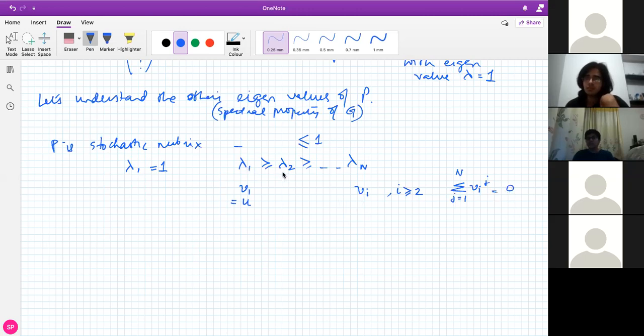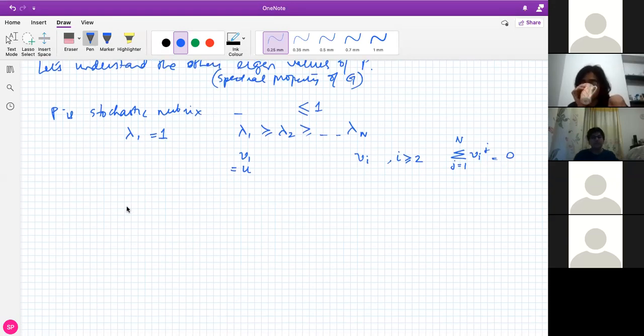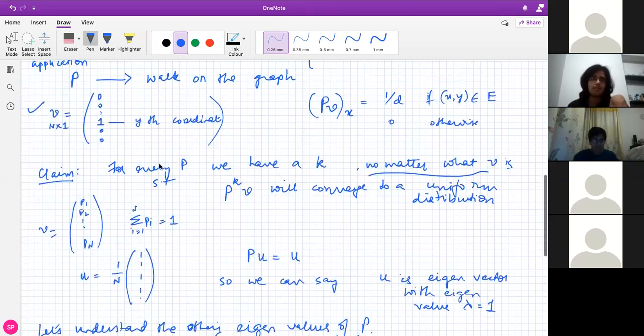Why? Because look, these are eigenvectors, right? So they all have to be orthogonal to the uniform distribution. So the only way they're going to be orthogonal to the uniform distribution is when the summation of their individual elements is going to be 0. Okay. But why is that important? Because now we're going to prove this claim that I made here. I'm going to prove this claim and I'm going to use that fact there. Okay.